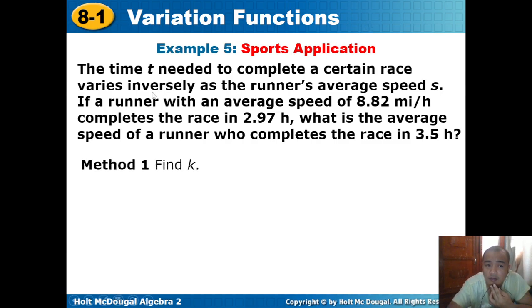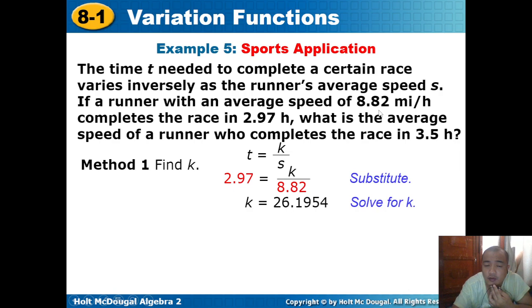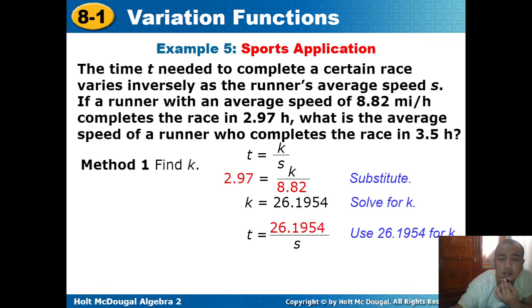t varies inversely as the runner's speed. So our equation is t equals k over s. Yun. t equals k over s. To solve for k, we just multiply t by s here. Time is 2.97 times 8.82. 2.97 times 8.82 is 26.1954. This is the constant of variation. Substitute this to t equals k over s. This is now our equation of variation.